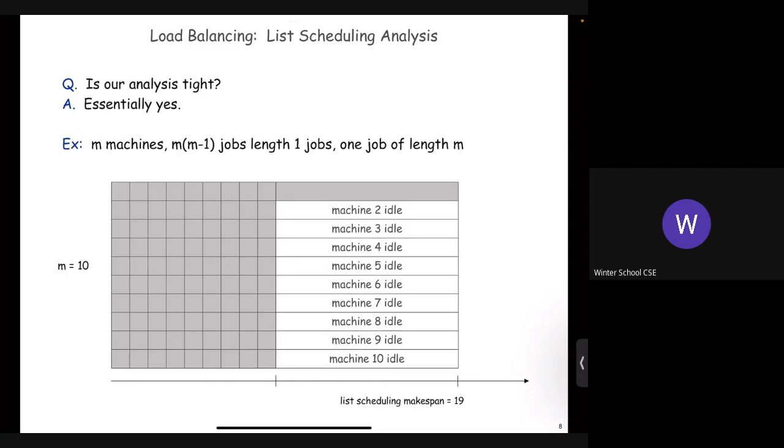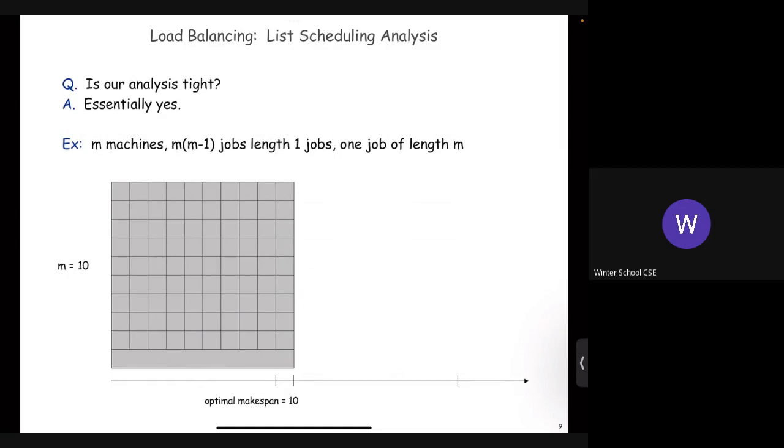At any point of time, first you will fill the first column, because all the one-unit jobs are coming. Then you will fill the second column, then the third column. So 90 jobs have come, and you have filled up these columns. Then this 10 job has come, which you will schedule on one of the machines because everybody is equal at that point. So how much was the total time? 19. But imagine that the 10 had come first and then the singletons. Then you would have put 10, and then the 1s on the remaining machines. So the total time span is 10.